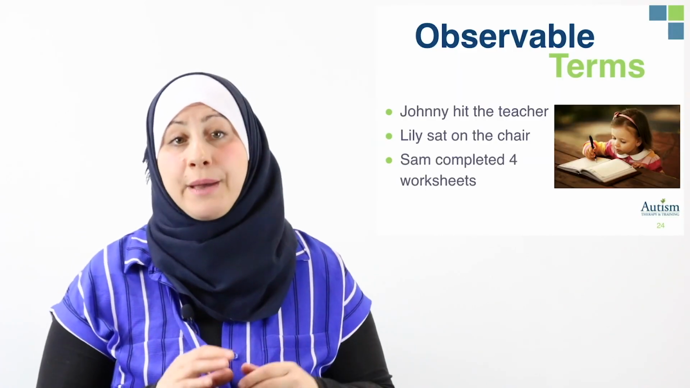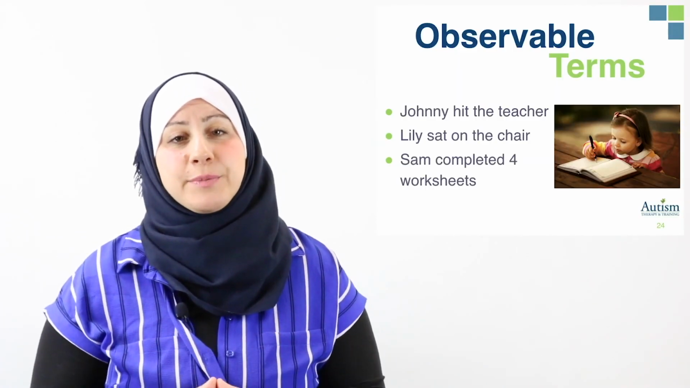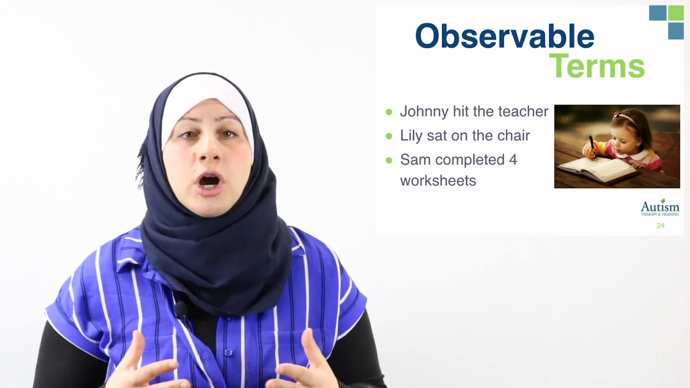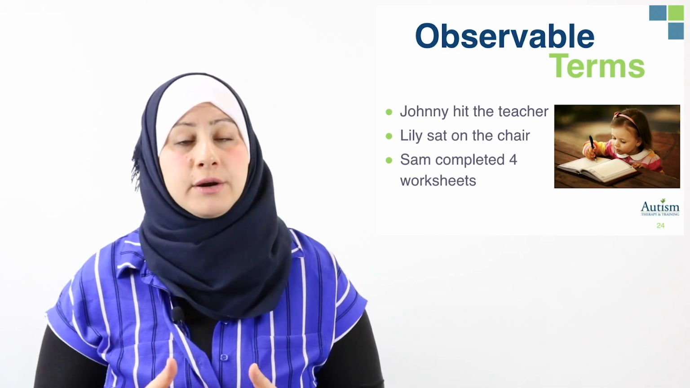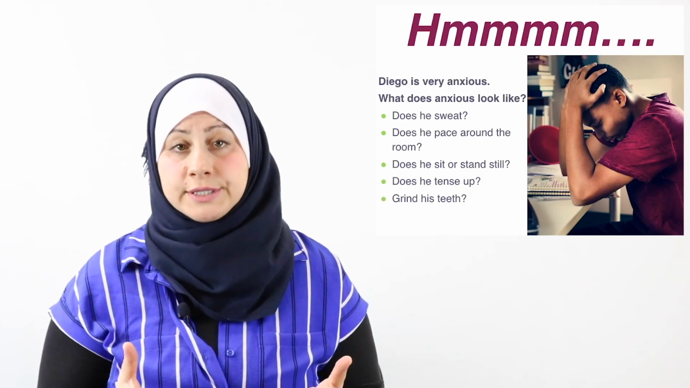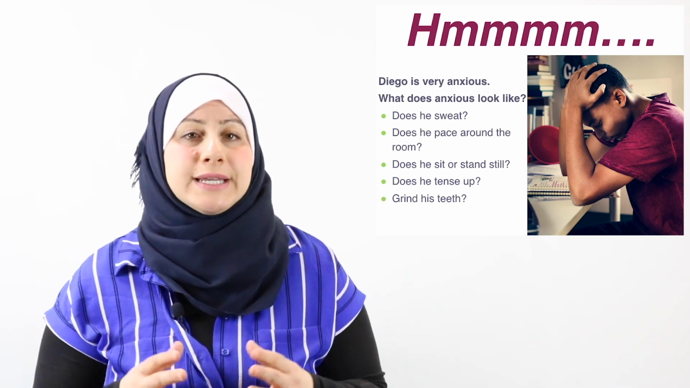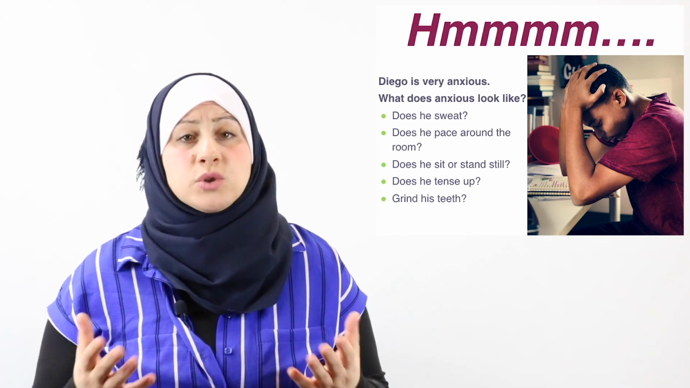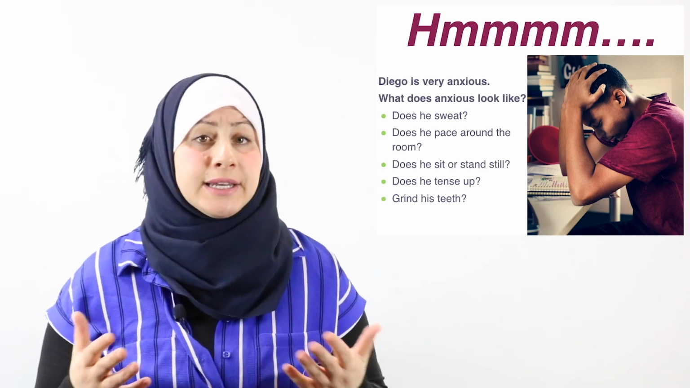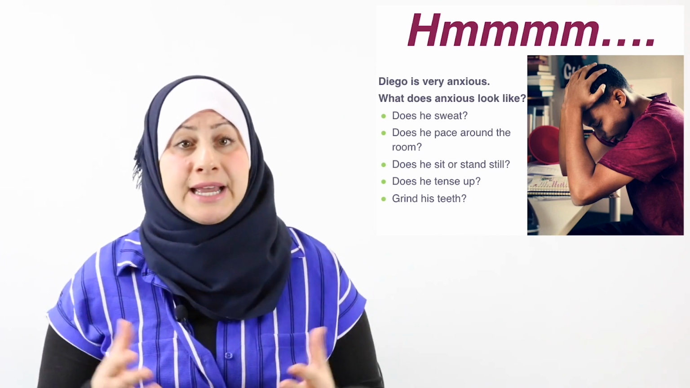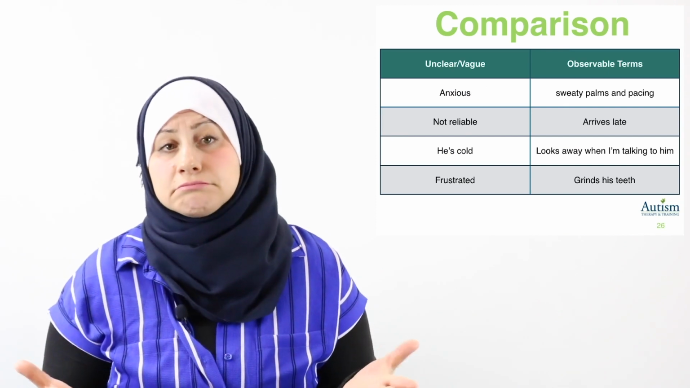So using a term like anxious would not be a behavioral term. We would need to define it in observable terms so that you could pinpoint what anxious looked like for that person. Some examples of observable terms are Johnny hit the teacher, Lily sat on the chair, Sam completed 4 worksheets. So going back to Diego, what did his anxious behavior look like? Was he sweating? Was he pacing? Was he sitting or standing still? Did he tense up? Did he grind his teeth?